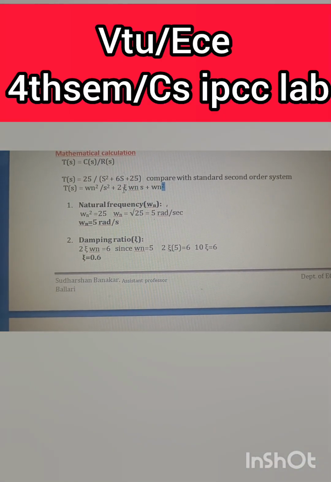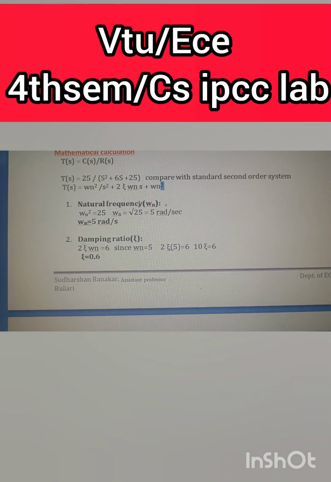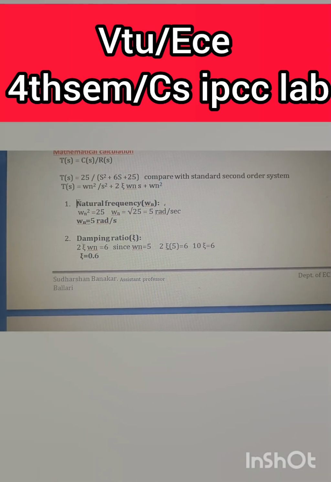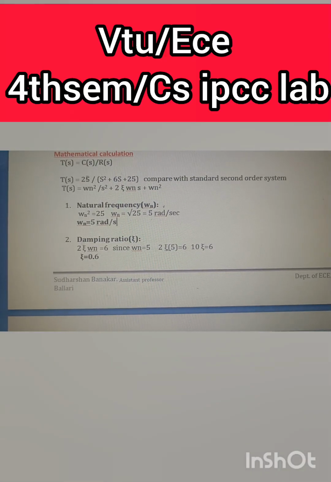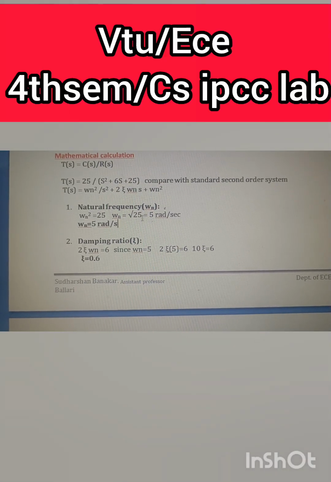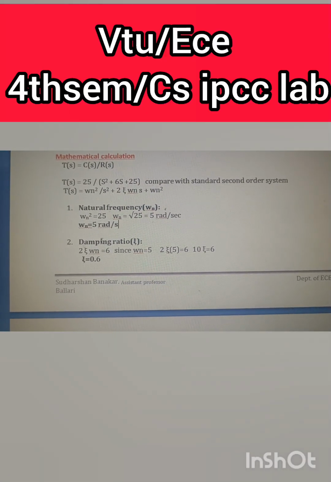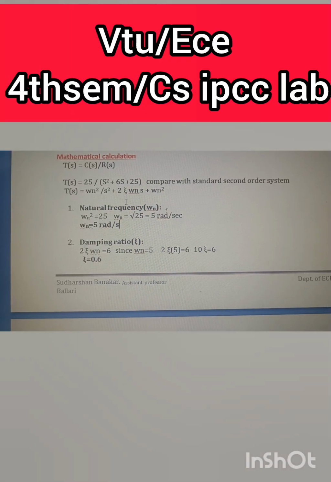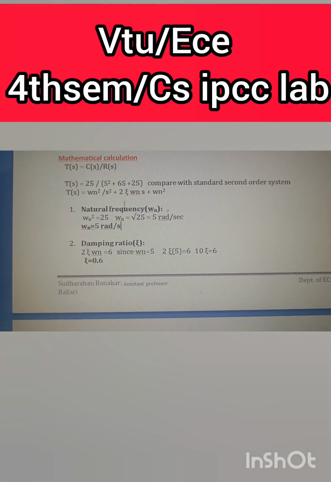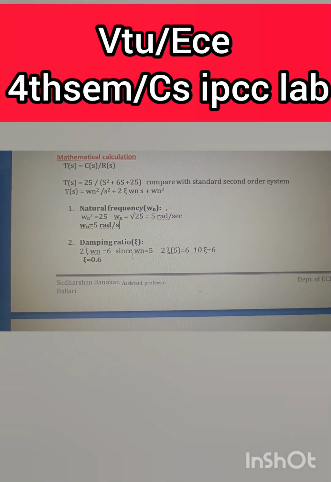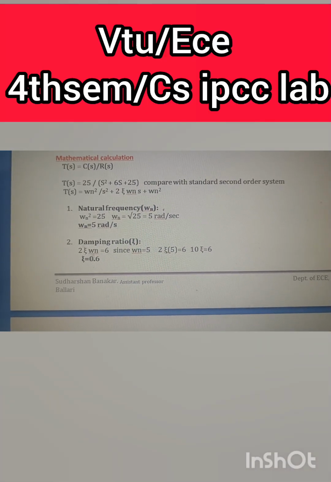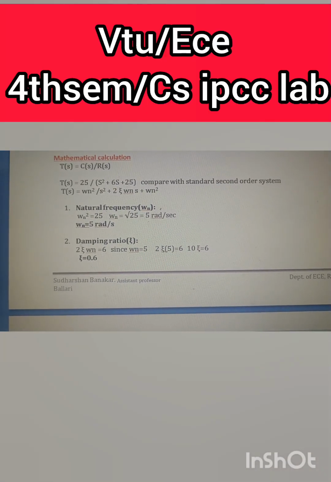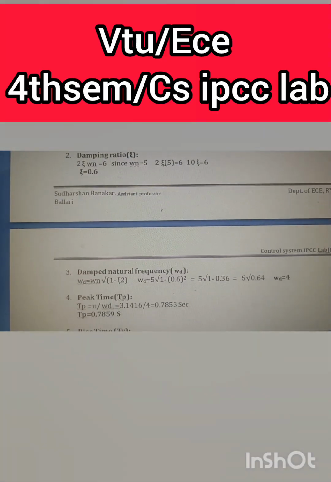Here s and s is there, 2 zeta omega n will come here, and the first thing we are going to calculate is the natural frequency. When comparing, omega n square equals 25, so omega n is 5 radians per second. For the damping ratio, zeta, 2 zeta omega n is compared with 6, and omega n value is 5. If we substitute, we get zeta as 0.6, that is the damping factor.